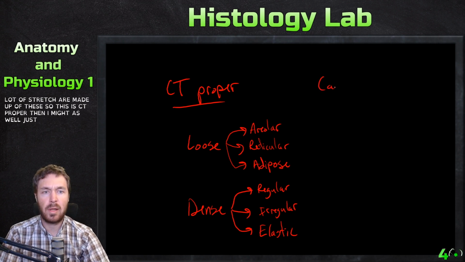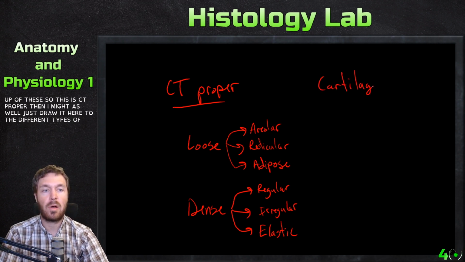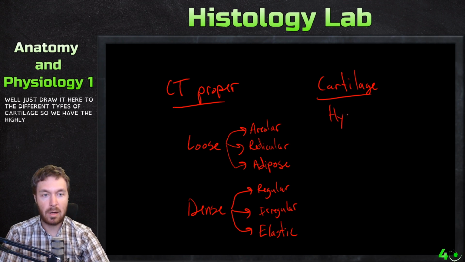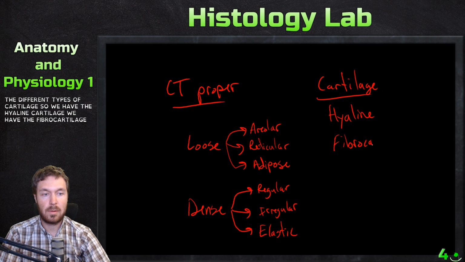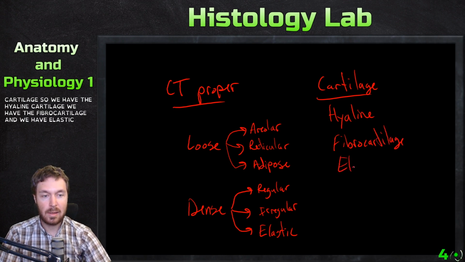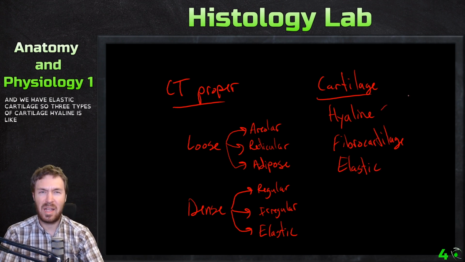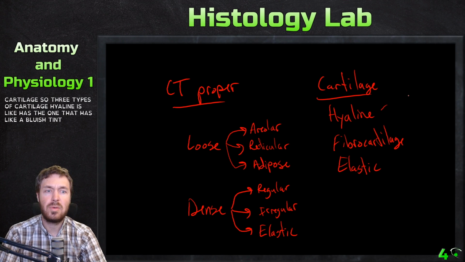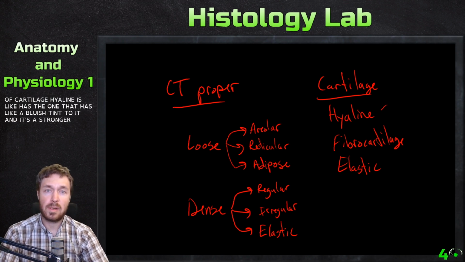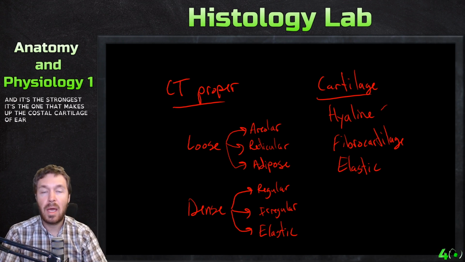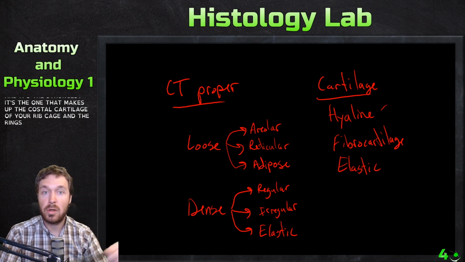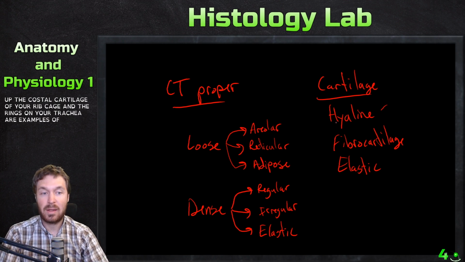And then I might as well just draw it here too, the different types of cartilage. So we have the hyaline cartilage, we have the fibrocartilage, and we have elastic cartilage. So three types of cartilage. Hyaline is the one that has like the bluish tint to it, and it's the strongest. It's the one that makes up the costal cartilage of your rib cage, and the rings on your trachea are examples of hyaline cartilage.